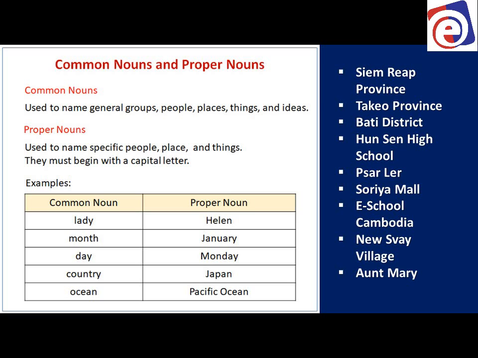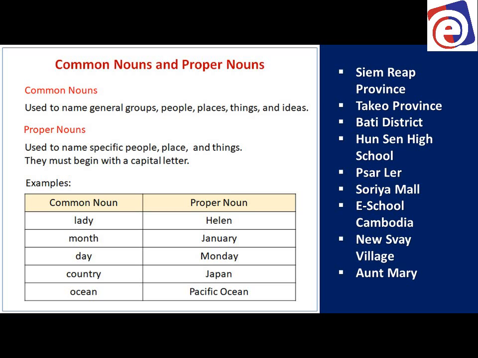But look on the right. The students always make the mistake with the name of the province. For example, they say Siem Reap Province. They capitalize the S, they capitalize the R, but they don't capitalize the P. But all of this is a proper noun. Siem Reap Province. All three of those words go together to make a proper noun. If we were to say the province of Siem Reap, province is not capitalized. It's a common noun. Siem Reap is capitalized.